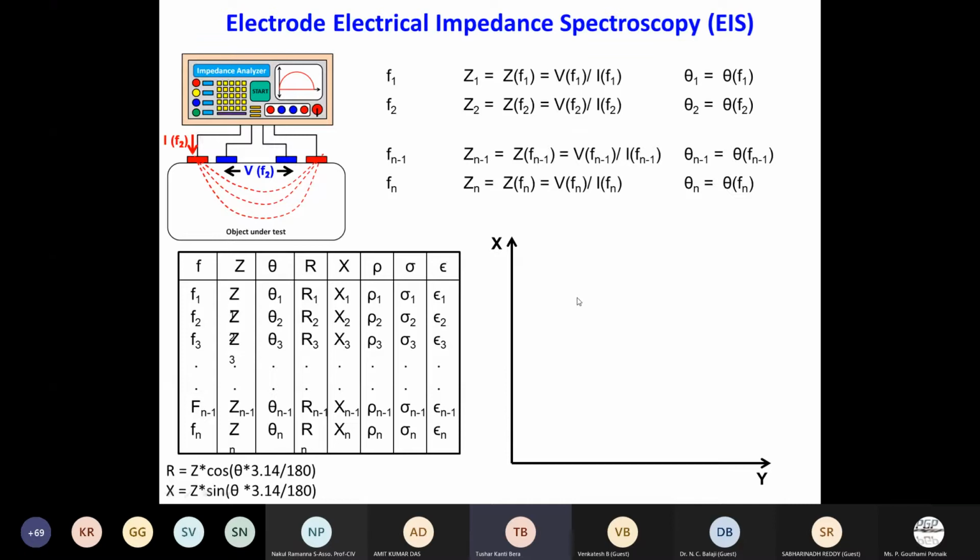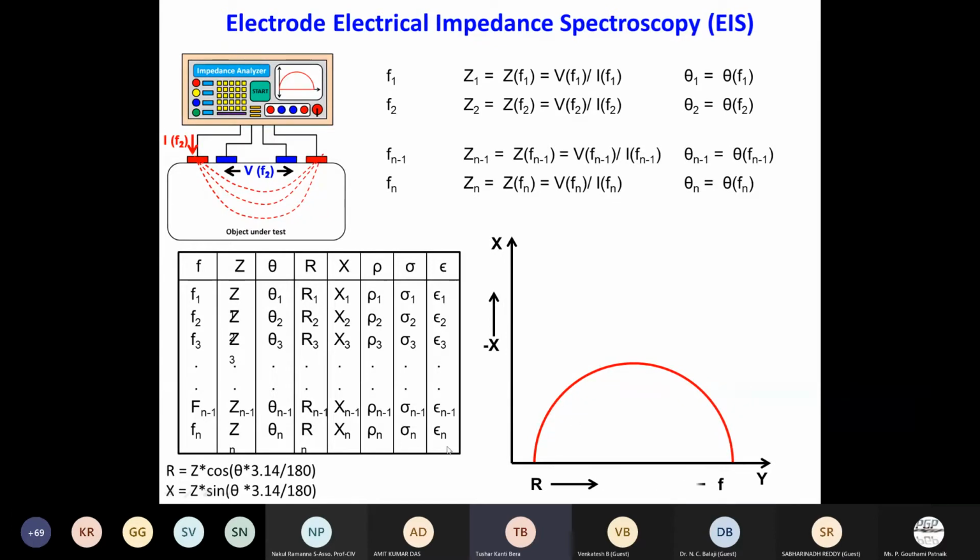So an unknown material will be there, you do the frequency sweep and conduct the electrical impedance spectroscopy measurement, and after that we will get several sets of impedance and phase angles. From there we will calculate the real part and imaginary part of the impedance, and after that we will plot the real part against the imaginary part, where we will get one semicircular or similar type of arcs.